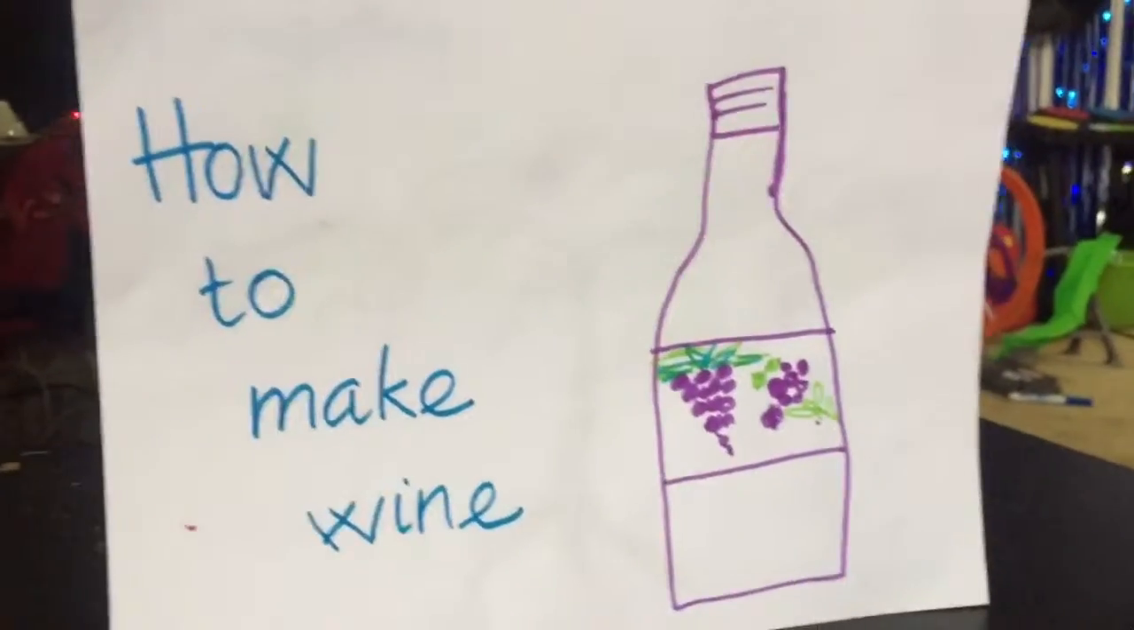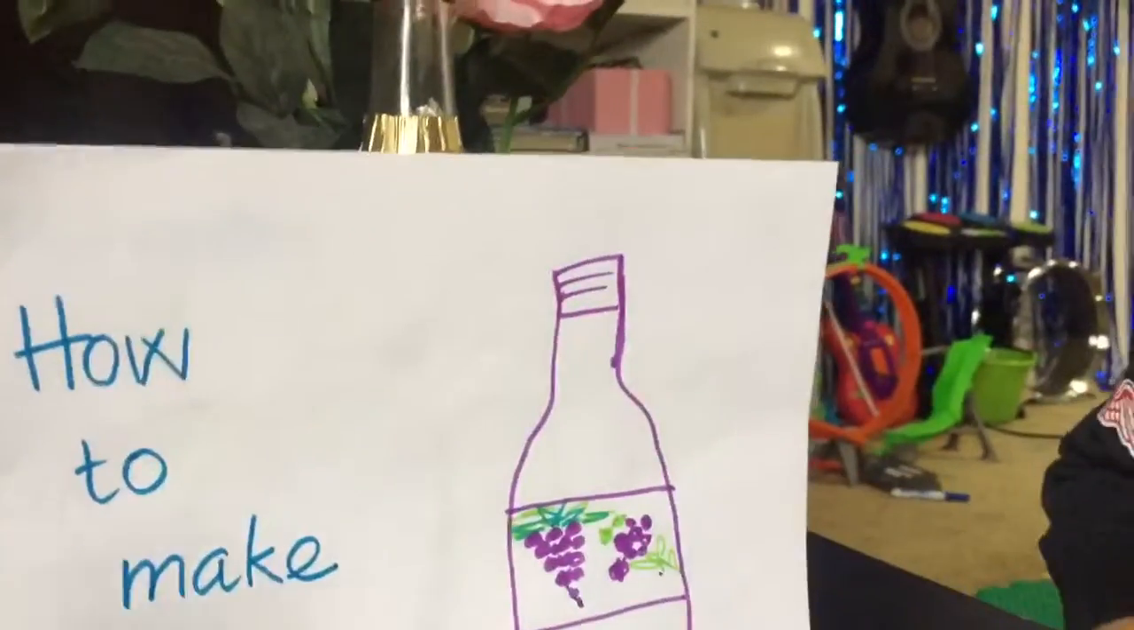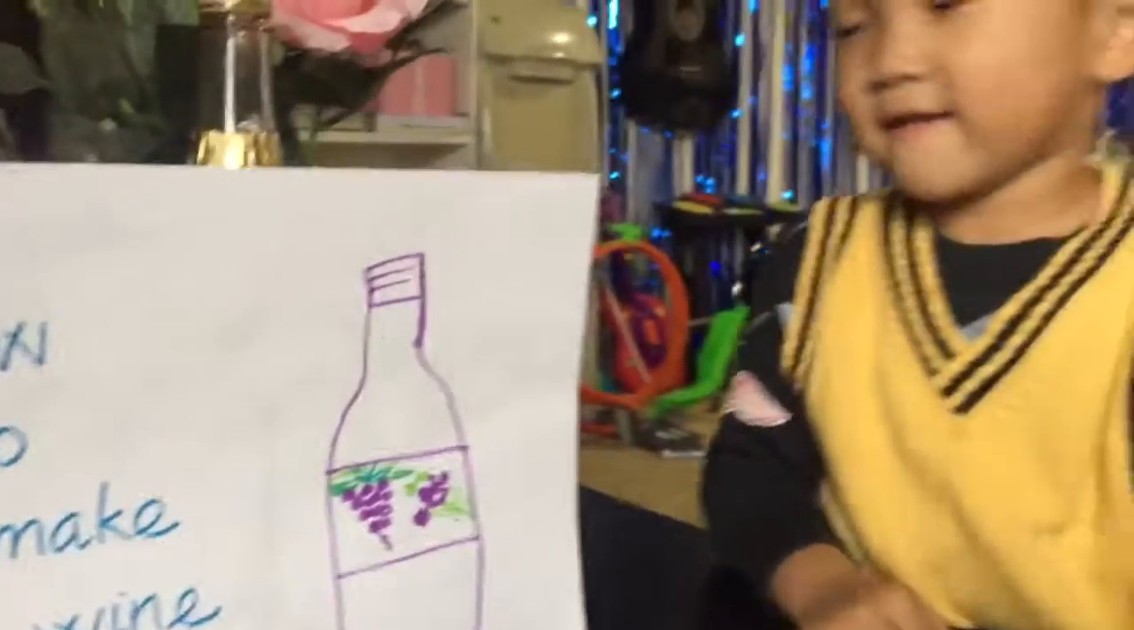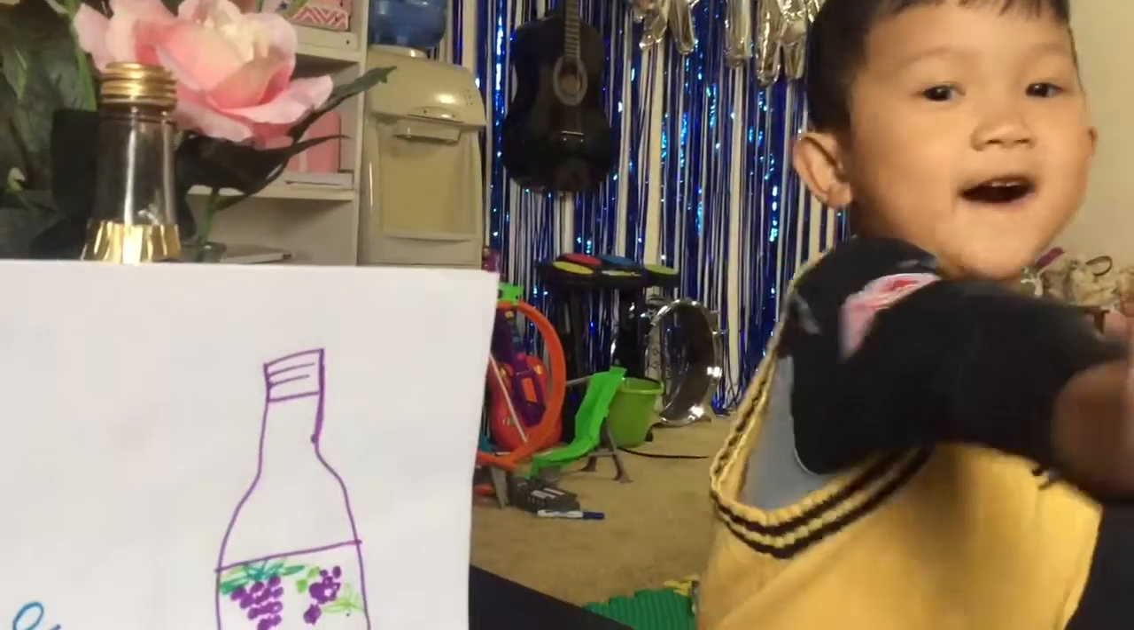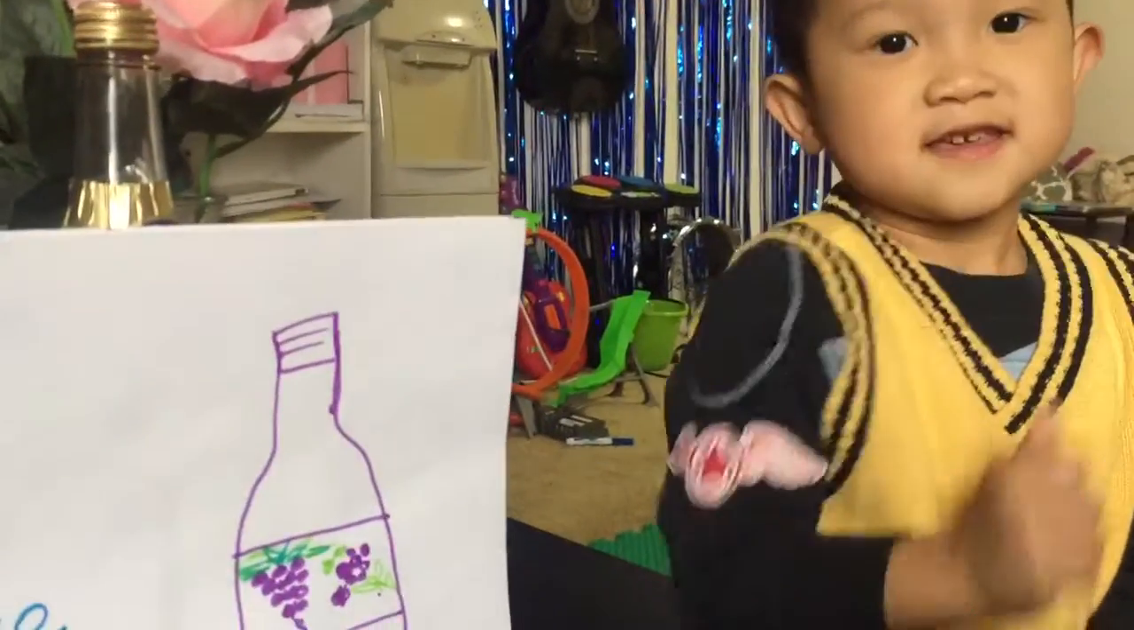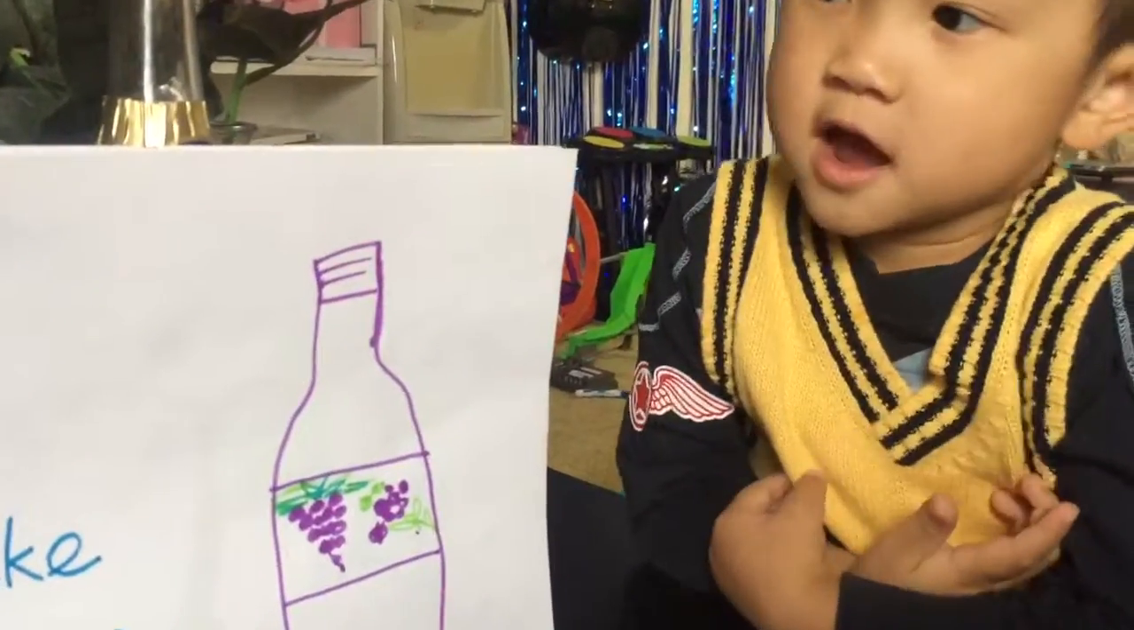How to make wine? Cách làm rượu. Okay, how many steps are there? Teddy? 5. 5 steps. Now, let's start with step number 1.